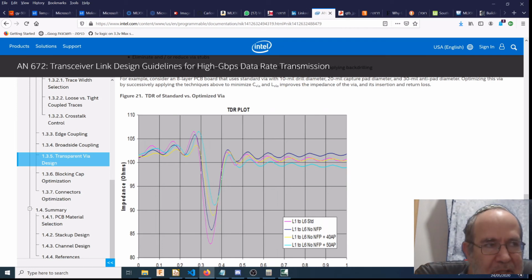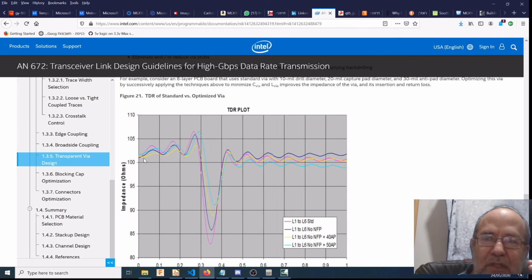From top to middle, my via, the stub of the via that goes between the top and the middle, at that point on the PCB, I don't have a reference layer next to it, no reference layer miles away from the via. Via is a hole going through. Okay, so that is what they're showing here on this plot.